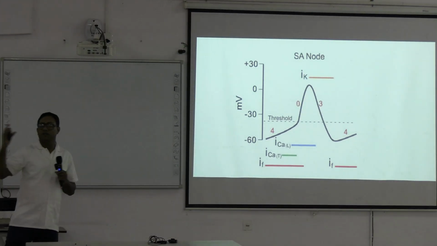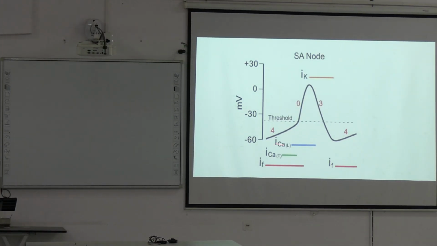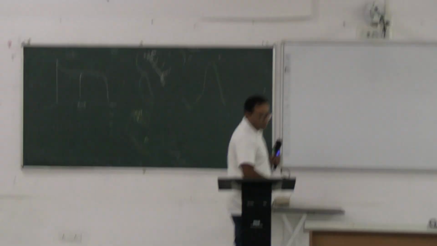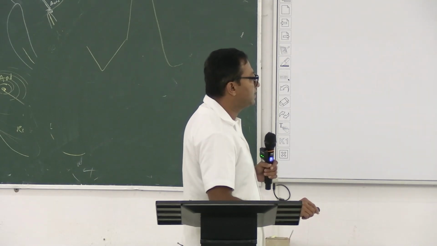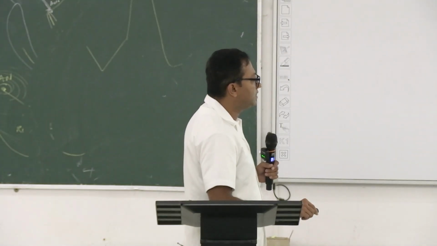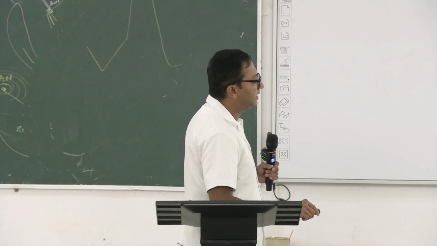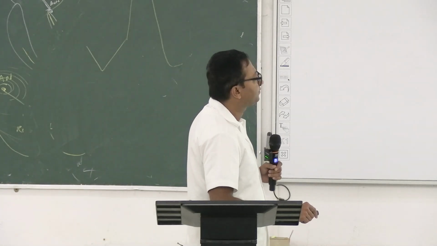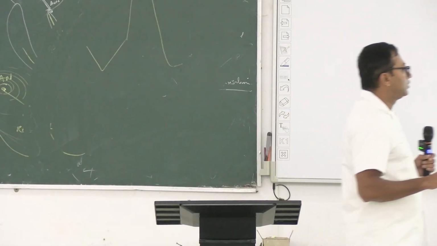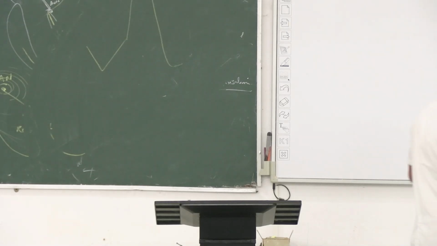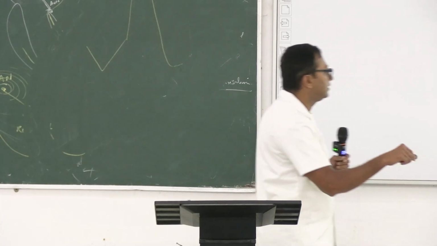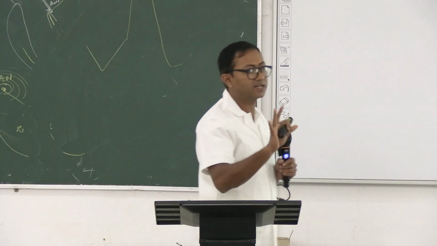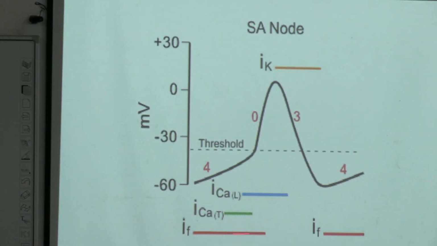Now come to the ionic basis of the action potential. What currents are operating during phase 4? During phase 4, you have this green color current, and the majority is due to this red color current. This green one is the calcium channel. Within the bracket it is written as T because it is transient, right? So this calcium channel and this F current.